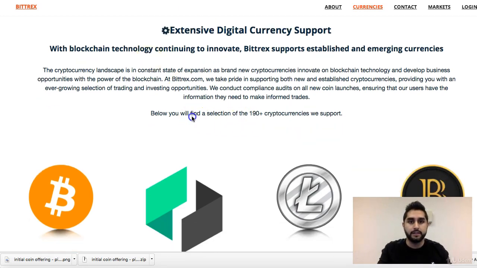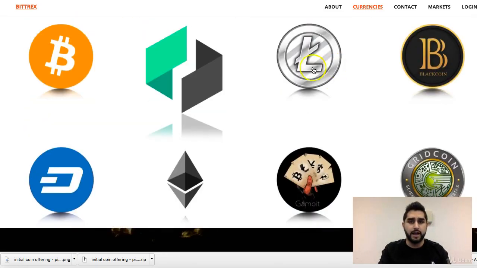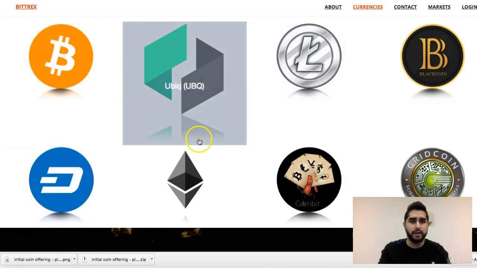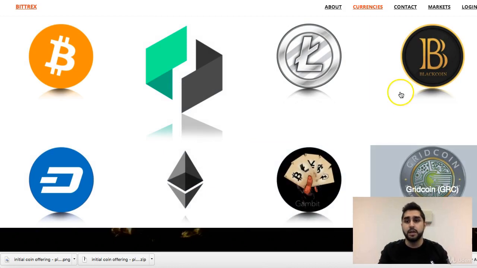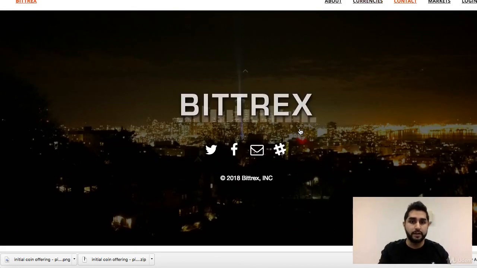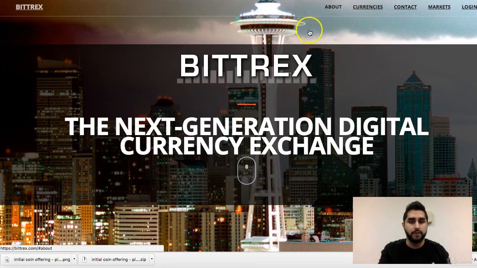Here you can see that at the current moment of this recording, they have 190 currencies. I'm sure that's going to increase over time. This is the reason we use a few different platforms, because different platforms have different types of currencies on them. So you've got to create a couple of accounts, and you'll have your money in different accounts pretty much.